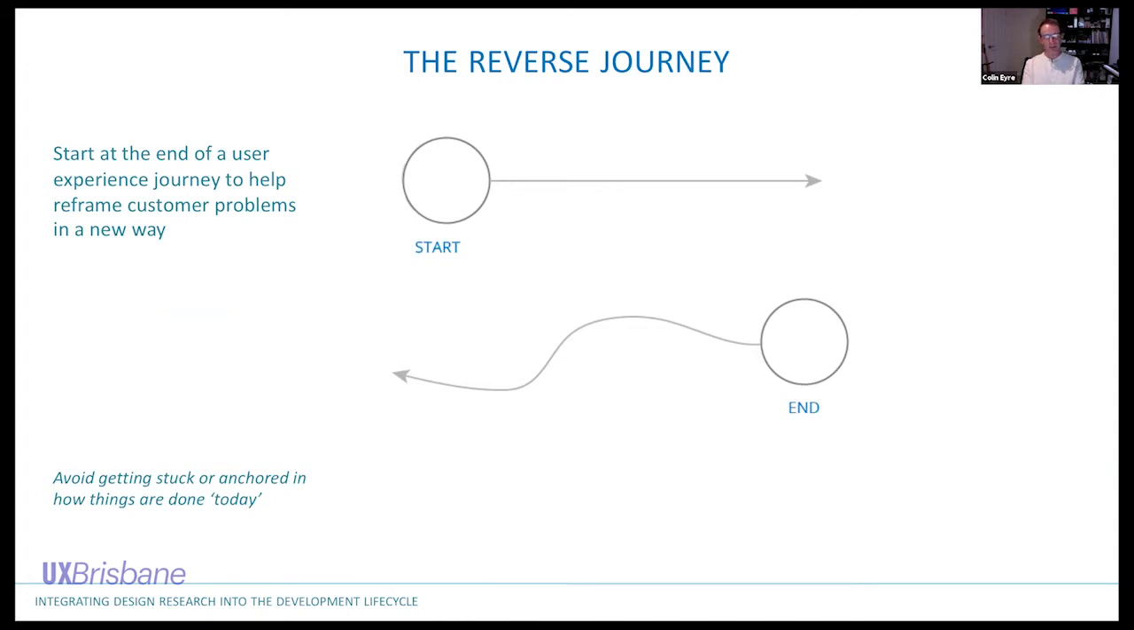A reverse journey is a way of disrupting our own thinking, including my own thinking, where we start at the end of the journey and work our way back. It's a way of de-biasing us from thinking about how things are done today. Because if we start at "I'm logging into the website, I'm doing this," we tend to frame it around how things are done today. So we're trying to disrupt that thinking and frame it around how it could be tomorrow.